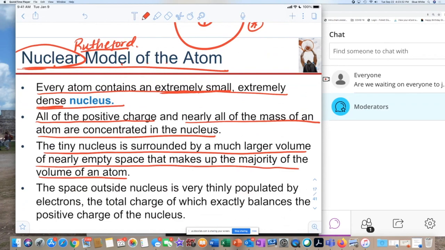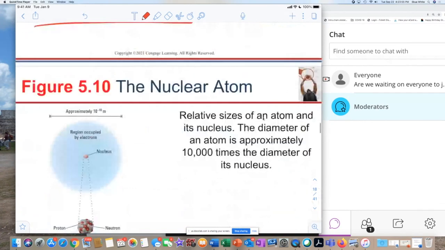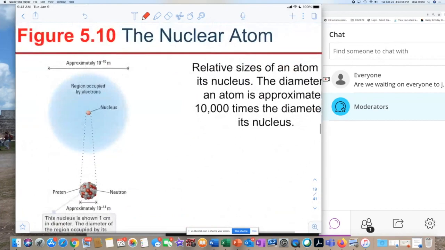And in that empty space is where you will find your electrons. And he says here, the electrons, they're there, but they're very thinly populated. That's why the electrons were not able to stop the beam of particles passing through. Okay? He agrees, yes, the total charge of the atom is neutral because they neutralize each other. So, you can see it right here. This is a picture of the nuclear model of the atom, Rutherford's model, right?